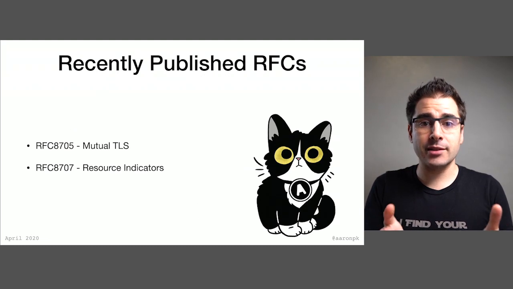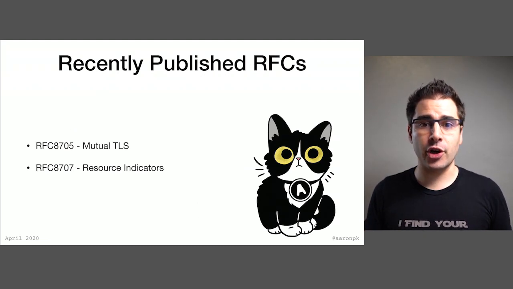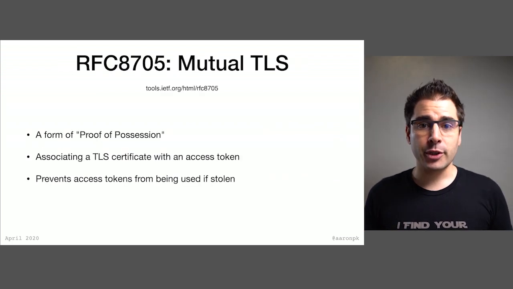So I first want to talk about some of the most recently published RFCs in the OAuth working group, and that's mutual TLS and resource indicators. Mutual TLS, RFC 8705, is a form of proof of possession in OAuth terms.